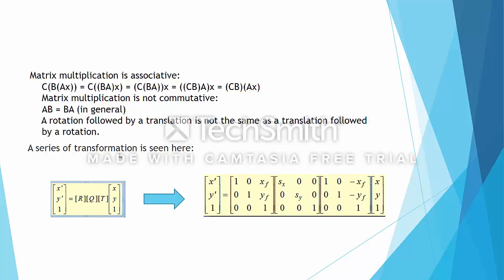For example, to rotate an object about an arbitrary point, we have to carry out 3 steps: translate the point (x, y) to (0, 0), that is the origin, rotate it about the origin, and then the last step is to translate the center of the rotation back to where it belonged.